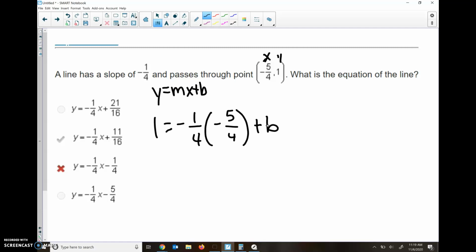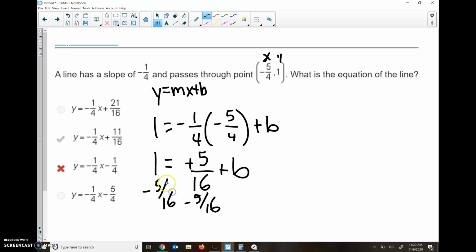Plus b. Okay, so now if I go here, I have 1 equals, and then I multiply here. So negative 1/4 times negative 5/4 is positive 5/16. Negative 1 times 5 is 5. 4 times 4 is 16 plus b. And then I have a positive 5/16, so I'm going to need to end up subtracting 5/16. So subtract 5/16 from both sides. So with a calculator, if you do 1 minus 5/16, that ends up being 11/16 is the b. And so the only one with 11/16 as the b is that second one there.